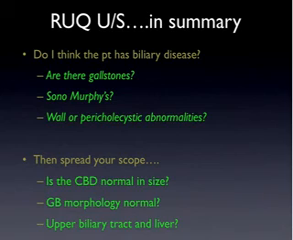The next part of this is then to spread your scope and ask yourself whether the common bile duct is normal in size. Is the morphology of the gallbladder normal? Is it particularly distended? Is there gallbladder hydrops? And then finally, is there upper biliary tract and or liver disease? Is there evidence of intrahepatic cholestasis? Do you see any abnormalities that would be consistent with liver metastases?